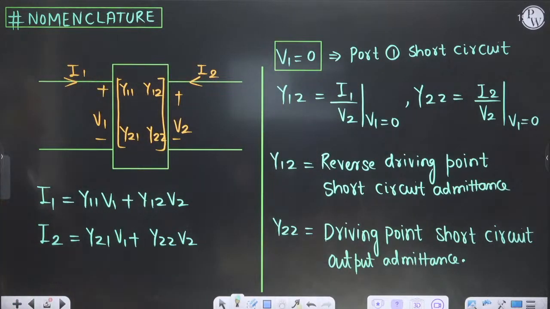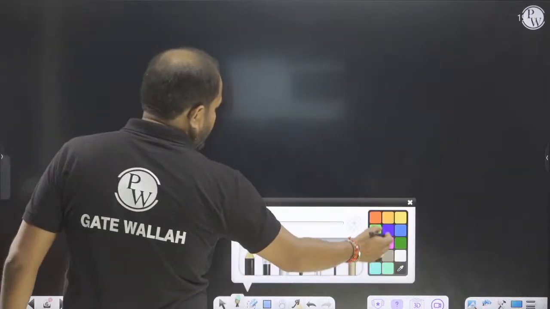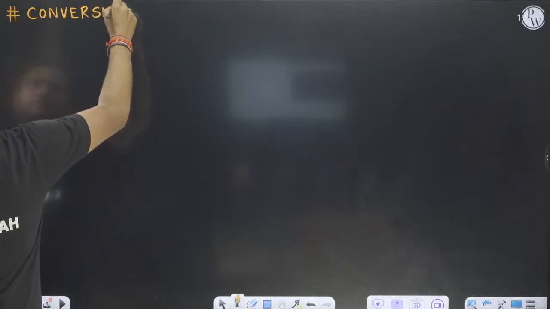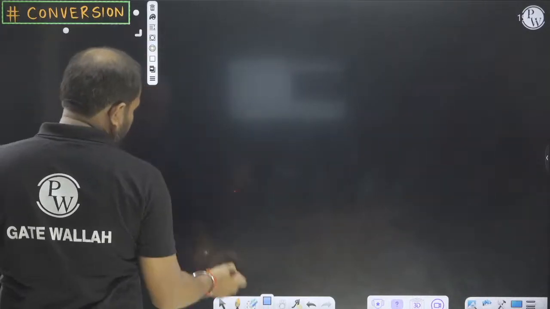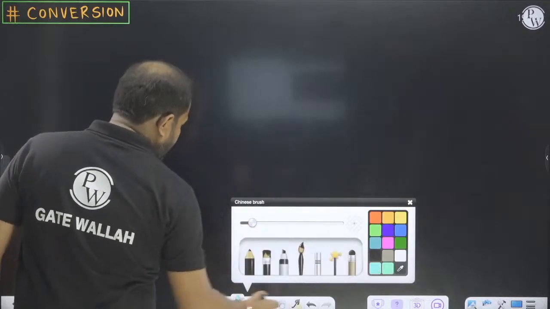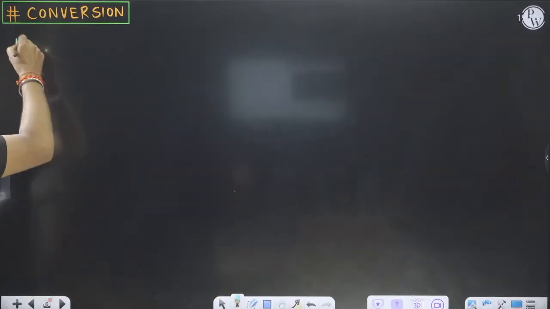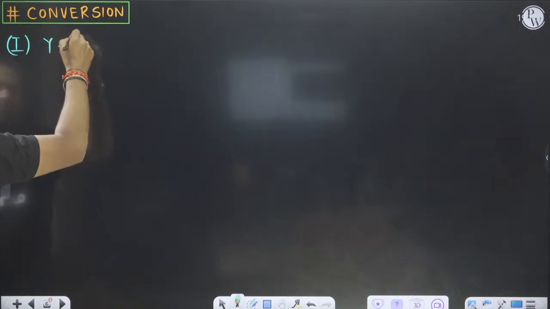So this is the nomenclature of the Y parameter. So we have understood what the Y parameter is. Then we will go to the next point, conversion of Y parameter to Z parameter or Z parameter to Y parameter. So we have to understand conversion, first Y parameter to Z parameter.